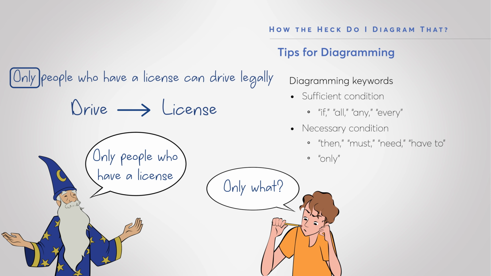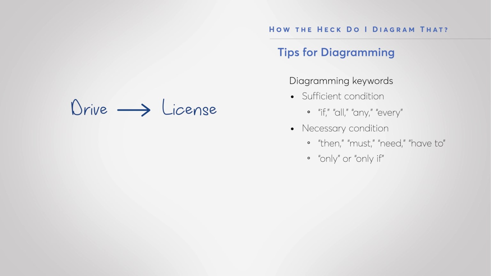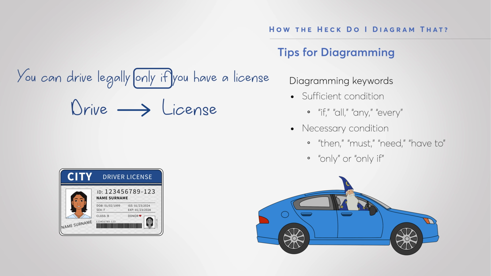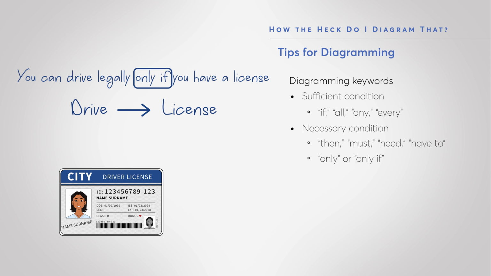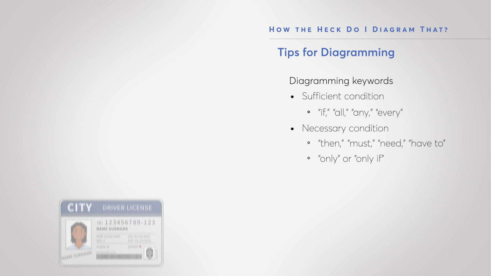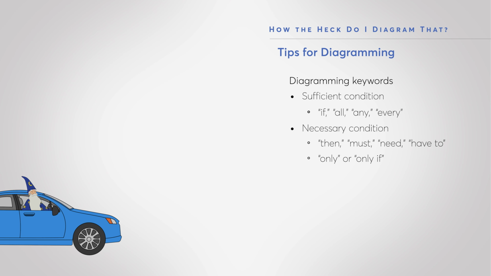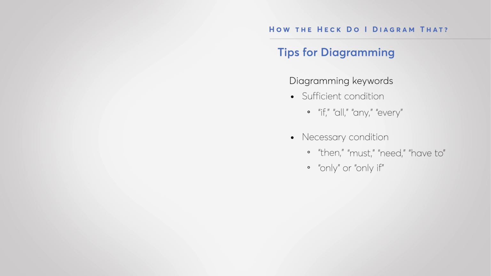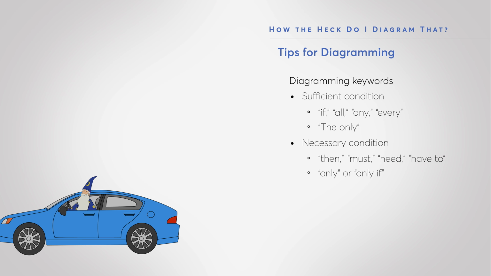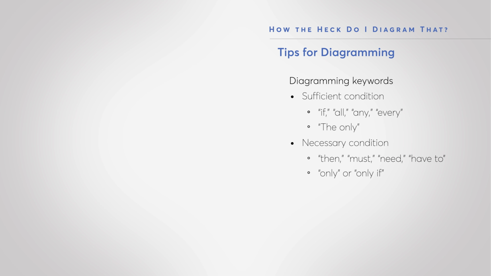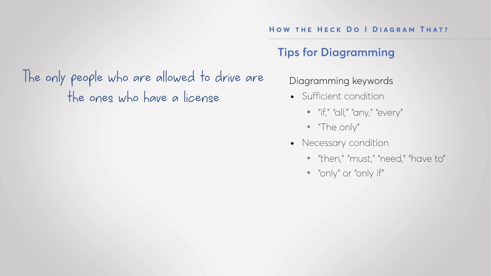License is the then. By the way, the phrase only if still means only. You can drive legally only if you have a license. Don't be fooled by the if there. The only takes precedence. In fact, the only time the word only doesn't mean then is when the sentence starts with the phrase the only, just like this one. The only people who are allowed to drive are the ones who have a license.